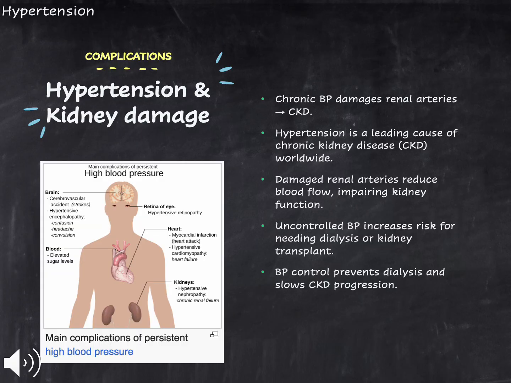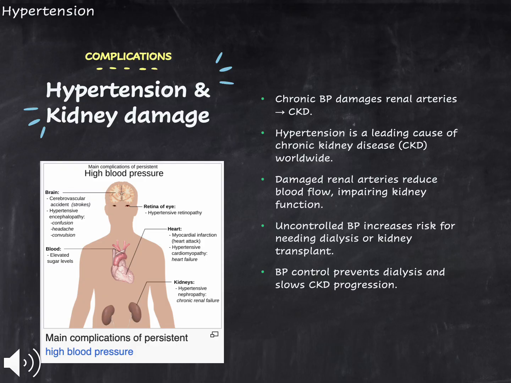Next, let's check into how hypertension damages one of the most vital organs in the body, the kidneys. When blood pressure stays high for long periods, that constant force damages the small arteries inside the kidneys. These vessels start to narrow, thicken, and scar, a process called nephrosclerosis. Over time, this limits blood flow, deprives kidney tissue of oxygen, and slowly destroys its filtering ability.